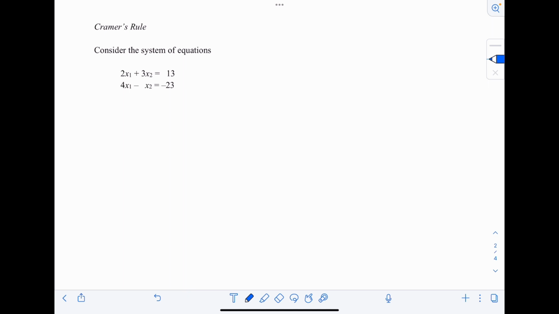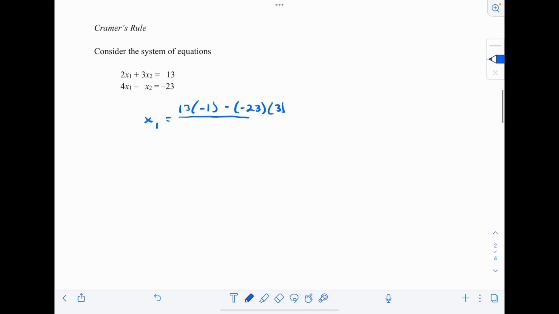So to find x1, I'm going to take 13, and see if you can figure out what I'm doing here. I'm going to take 13 times -1 minus -23 times 3. And I'm going to divide that by 2 times -1 minus 4 times 3. And if I simplify that, I've got -13 plus 69, which is 56. In the bottom, I've got -2 minus 12 is -14, which gives me a -4. That's the value of x1.